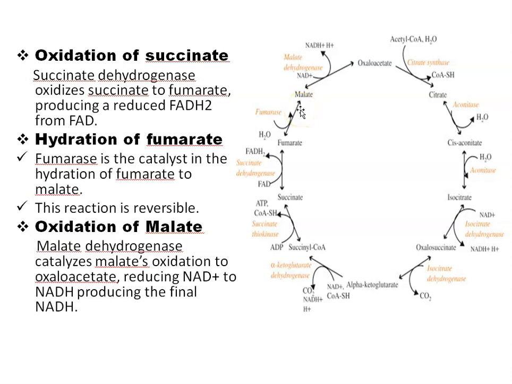Next is oxidation of malate. Malate dehydrogenase enzyme here works so that it catalyzes malate's oxidation to oxaloacetate, reducing NAD plus to NADH and producing the final NADH, right? And oxaloacetate here again at the starting point, and this way the cycle continues.